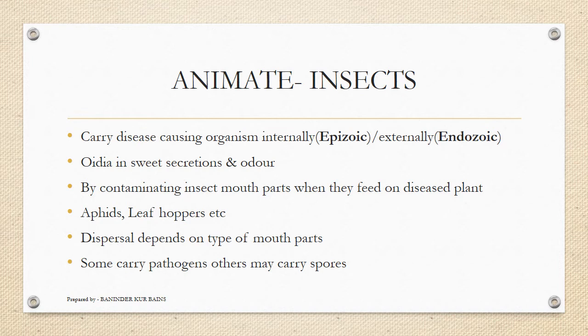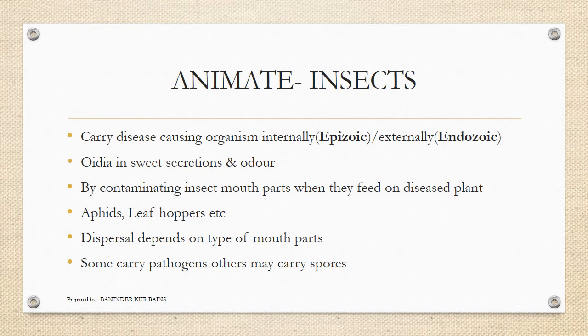And the insects get attracted towards odor or sweetness. So if the pathogens are present in the nectar, or if the pathogens are present on such surfaces which attract the insects, then they can get transmitted, because insects feed on such surfaces. So when the insects are feeding on diseased plants, their mouth parts can also get contaminated, and then they transfer those spores to the healthy plants. So aphids and leafhoppers are the insects which act as major vectors for a number of diseases.